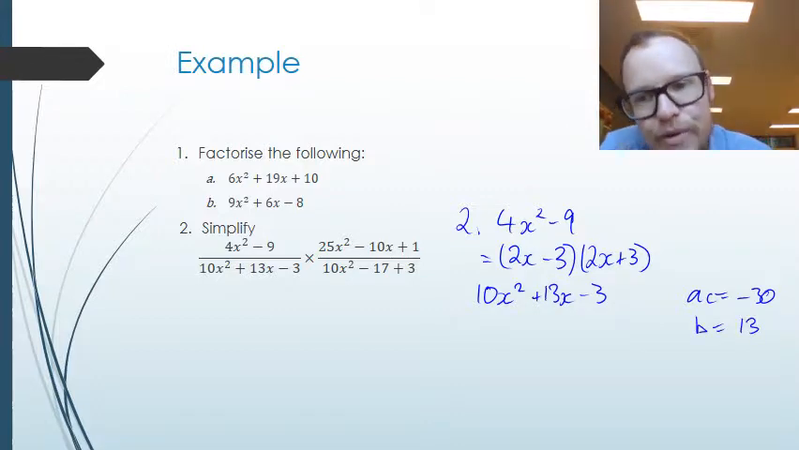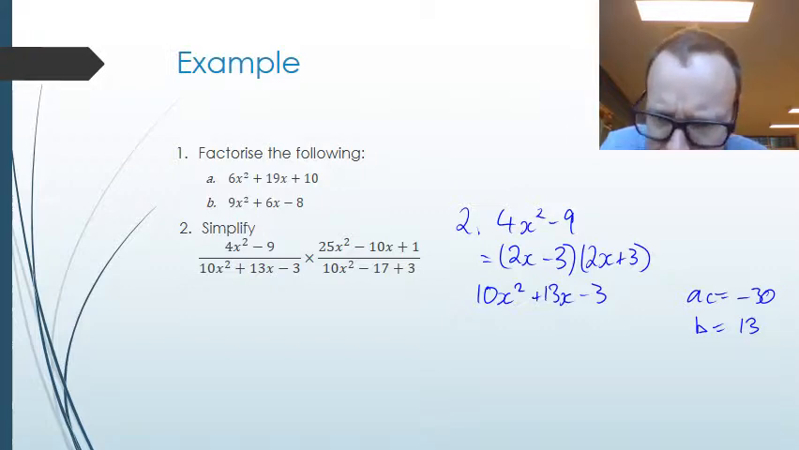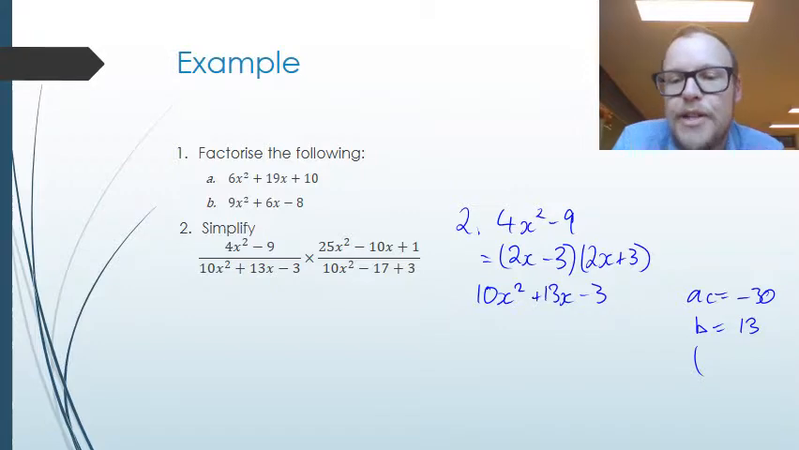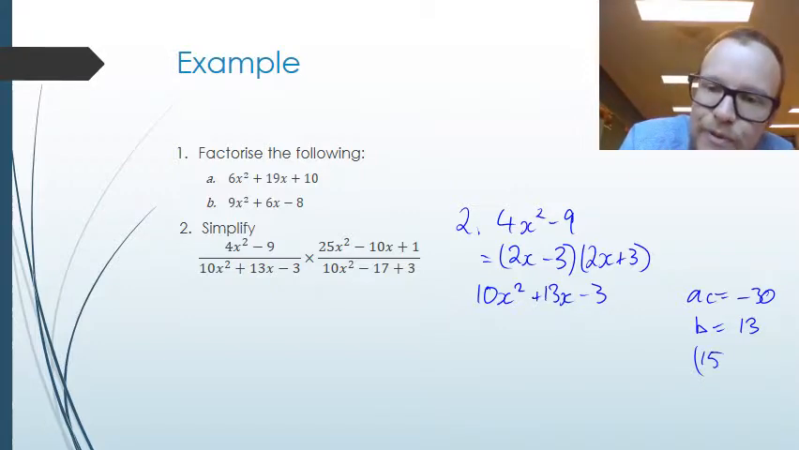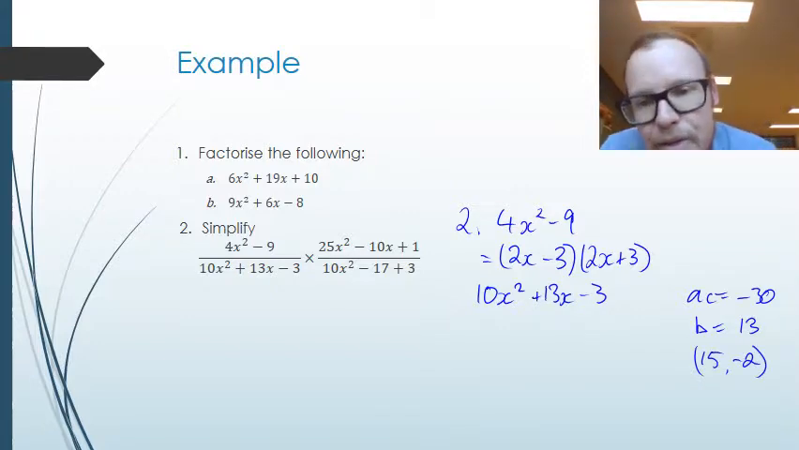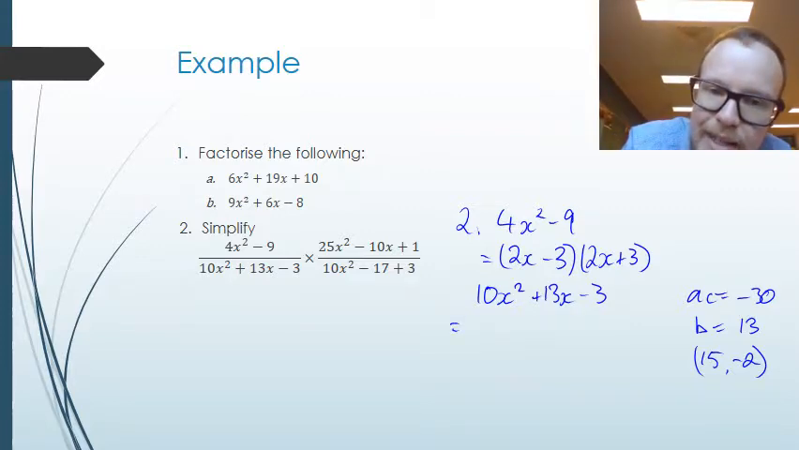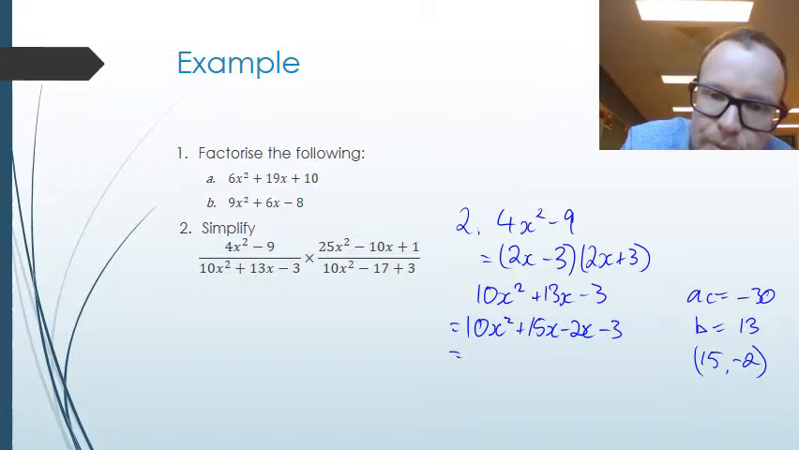We can look through and think about all of the different possible combinations we need, but for this one, all the factors of negative 30, the ones that are going to work are 15 and negative 2, okay? Because 15 minus 2 is 13, and 15 times negative 2 is negative 30. So we can make that equal 10x squared plus 15x minus 2x minus 3, and we get a common factor of 5x here. We get 2x plus 3 in the brackets.